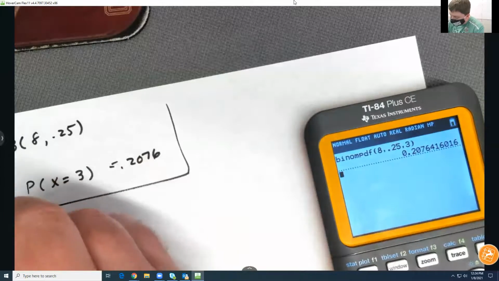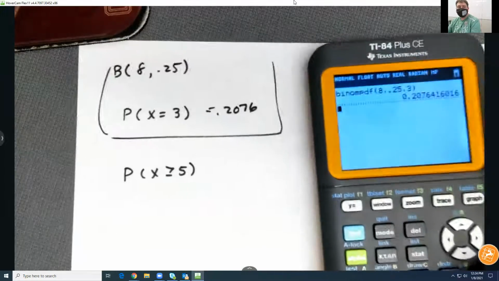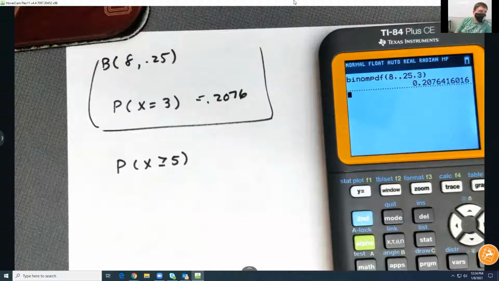0.2076. So without doing any work in an equation, Matthew knows that with this family of 8 and a 25% chance of getting a genetic trait, exactly 3 of them have about a 20.76% chance of getting it. Yay, technology. This is all you have to do. So all that other stuff is just so you know how it works.